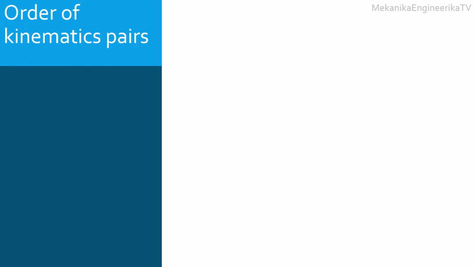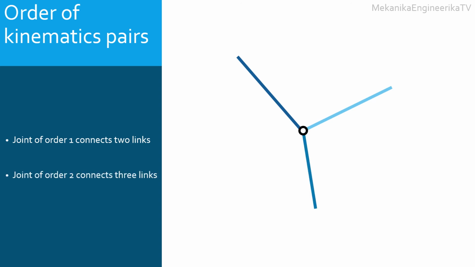The order of a joint depends on the number of links connected through that joint. A joint is of order 1 if it connects together 2 links. A joint is of order 2 if it connects together 3 links. A joint is of order p if it connects together p plus 1 links. The order of a joint is the number of links connected by that joint, minus 1.